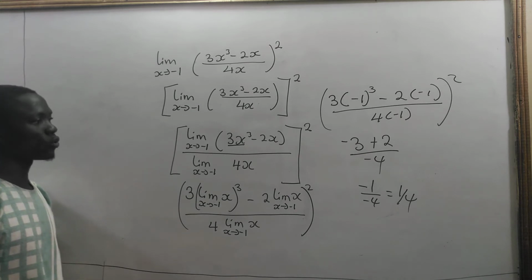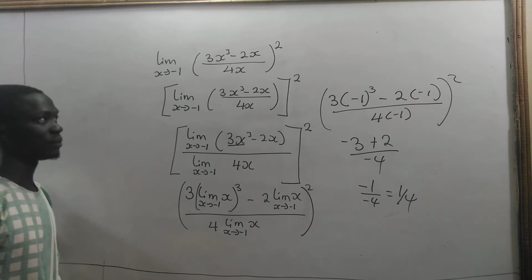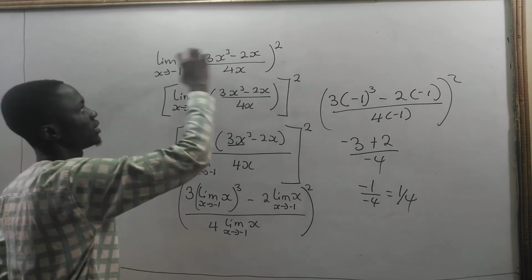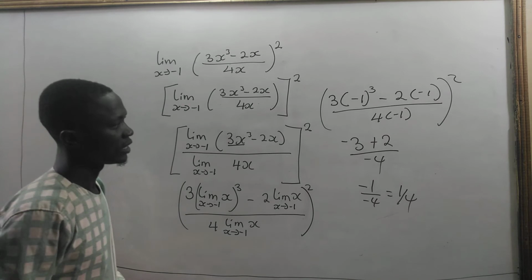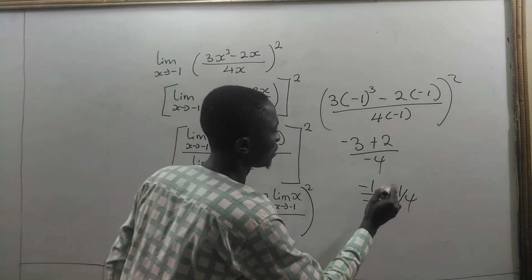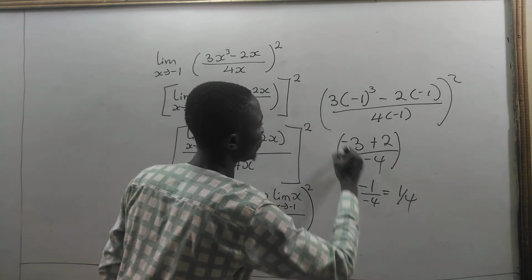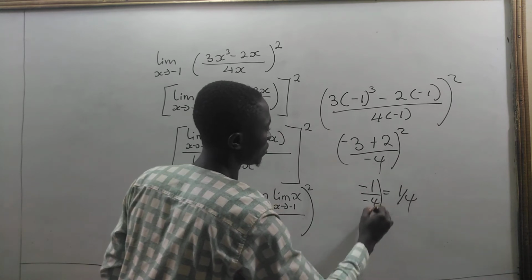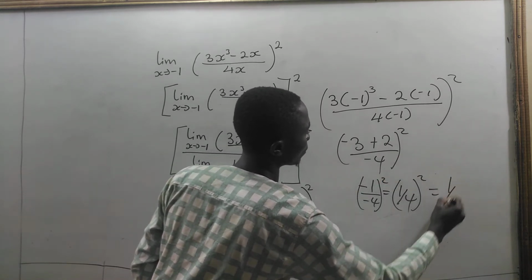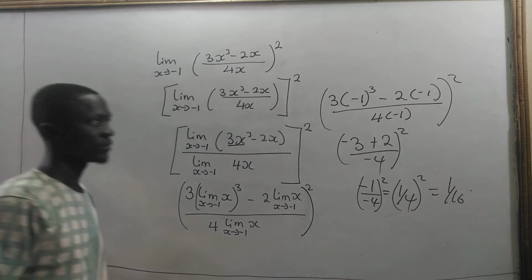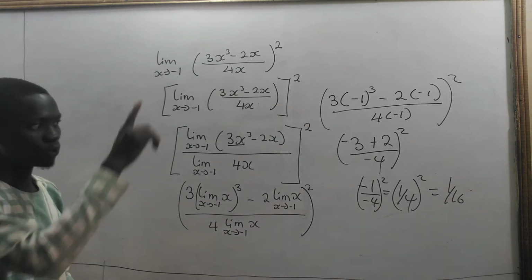Very, very simple as that. So you know that the limit of the quotient is the quotient of the limit. And when you have square, the limit will enter. Then after that, we square the final answer. Yes, so here, I nearly forgot. So there we go, 1 out of 16, right? Very, very simple as that, because of the square.